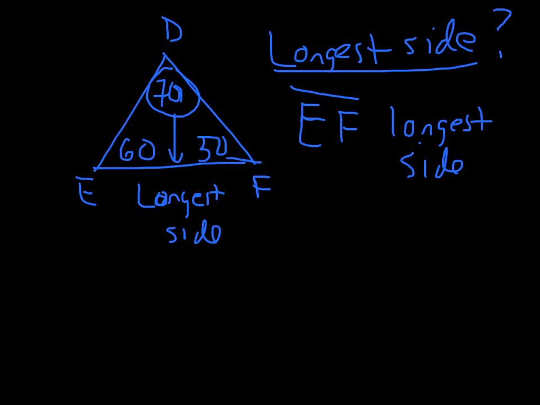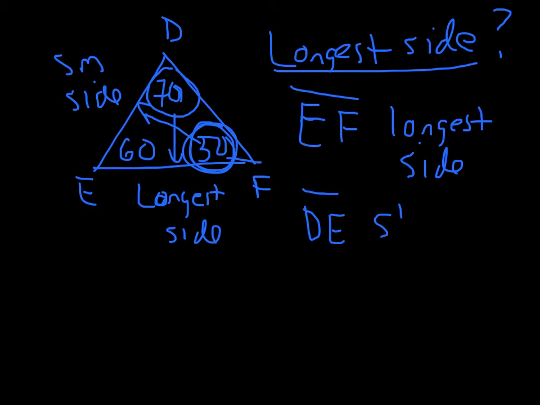And the shortest side we expect would be across from the smallest angle. So in this diagram, since 50 is the smallest of the three angles, the side DE is the shortest side.